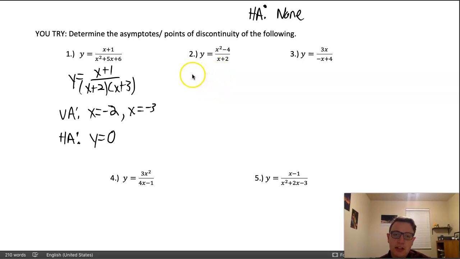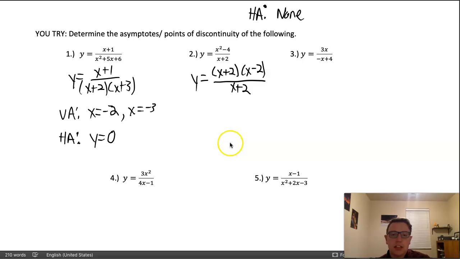To factor this, we're going to need factors of negative 4 that add up to 0. Right? x squared minus 4. That's going to leave us with x plus 2 times x minus 2 in the top, and in the bottom, we're going to have x plus 2.